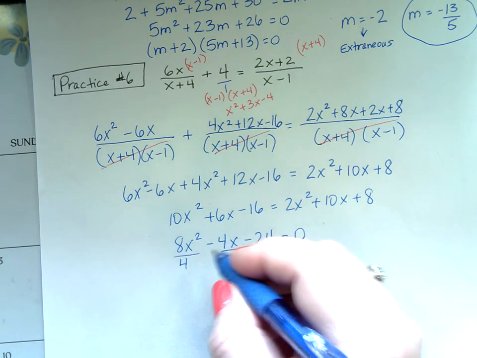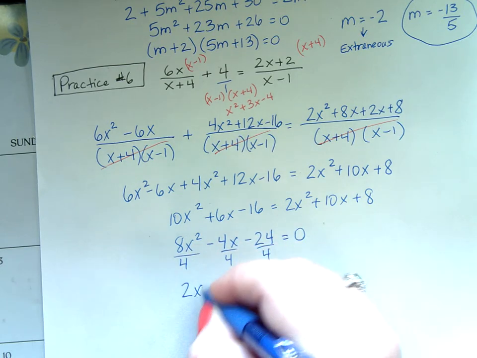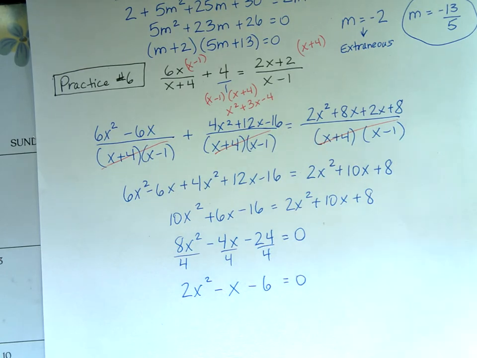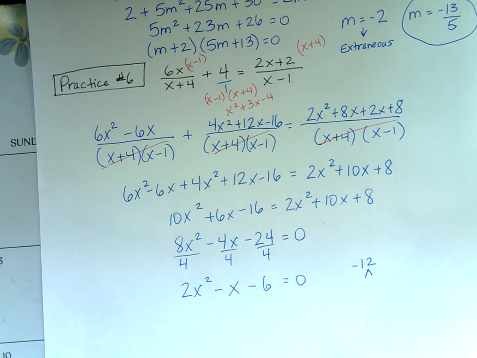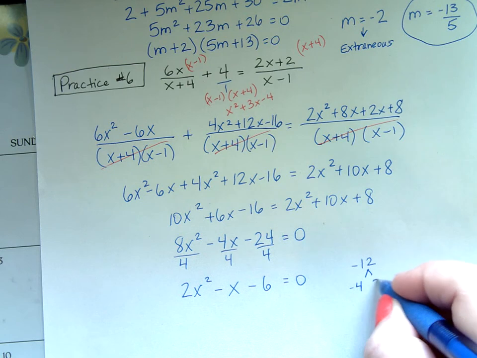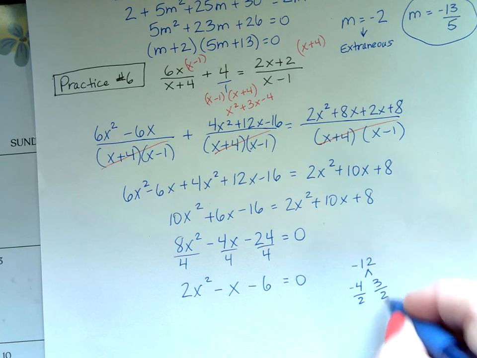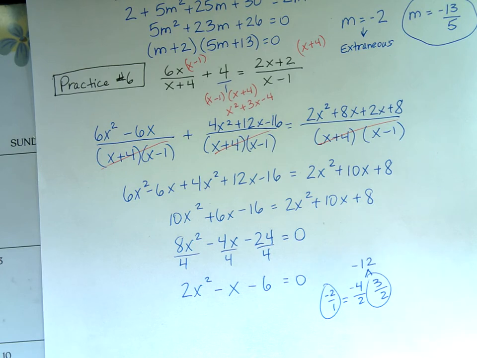ignored. But either way, I'm dividing by 4, so here I go: 2x squared minus x minus 6. And I'm going to hope that that factors. So 2 times negative 6 is negative 12. Factors of negative 12 that add up to be negative 1 would be negative 4 and 3. Divide by the leading coefficient of 2. Put it together: x minus 2, that's this guy, 2x plus 3.